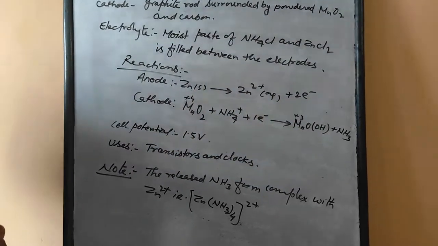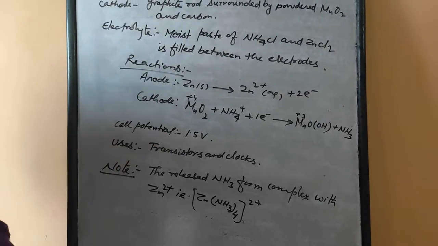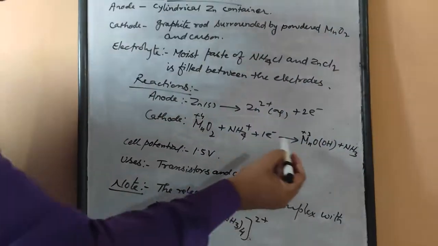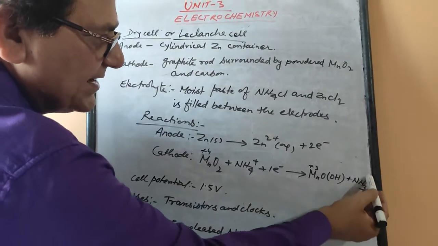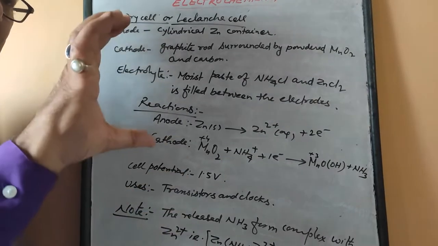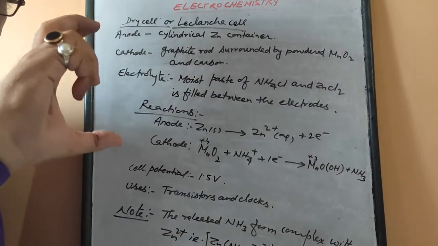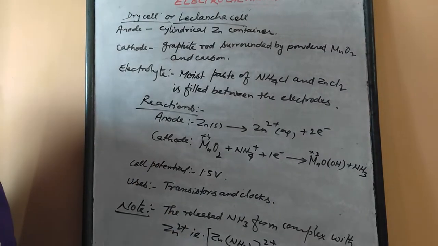Now two types of questions are raised from this dry cell. One question is, sir, in the cathode reaction you have seen, ammonia gas is released. And you have seen the dry cell is compact and packed. There is no hole in the dry cell through which NH3 gas is leaked out.